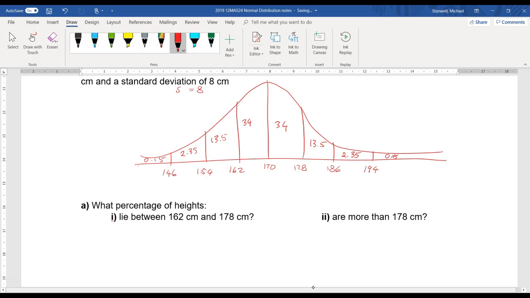So, what percentage lie between 162 and 178? That is 34 plus 34, so 68%. Nice. More than 178. Here's my 178, so I want these ones here this time. It's 13.5 plus 2.35 plus 0.15. What's that equal? Well, this is 2.5. I think that must be 16%. Have I got that right? I think I have. There we go, 16% greater than 178 centimetres.